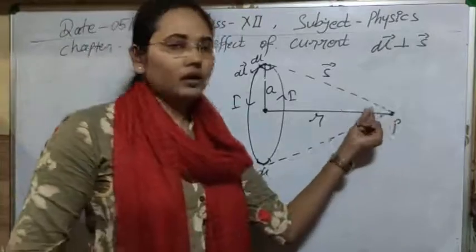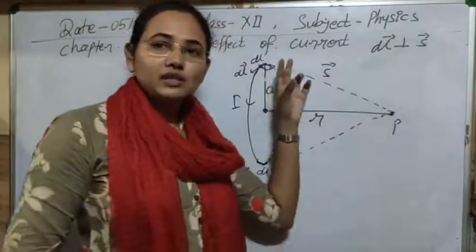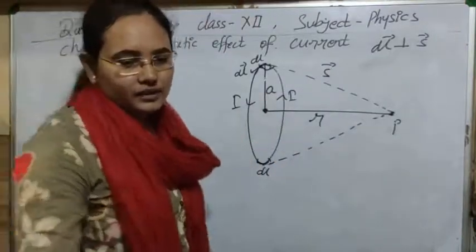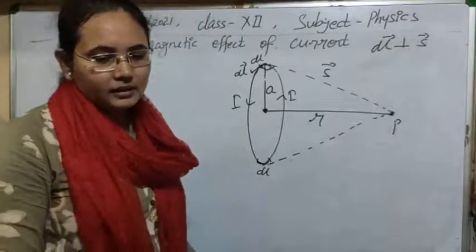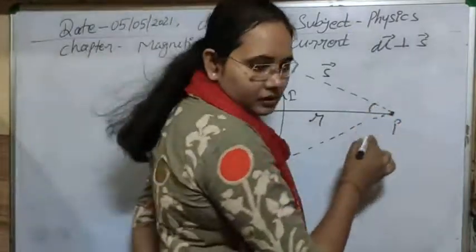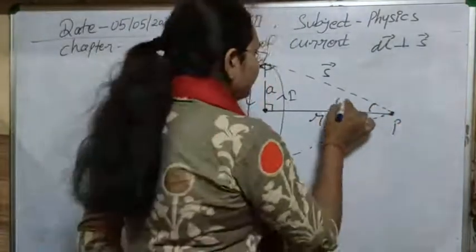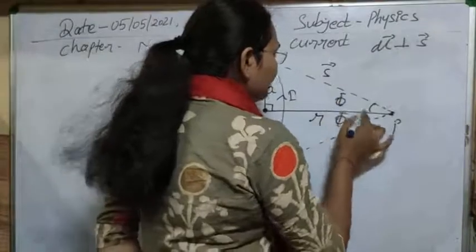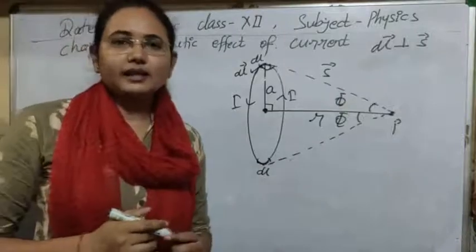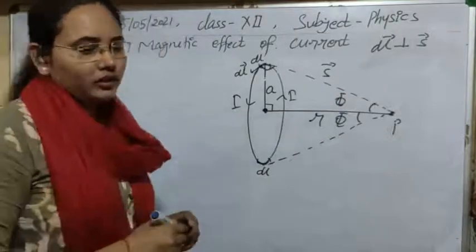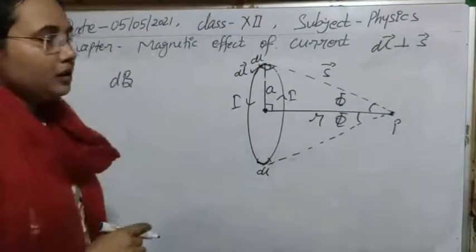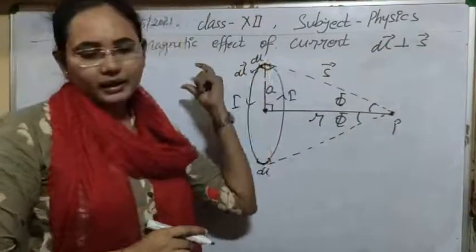Then let's see what the magnetic field will be due to this small current element. This is a very important derivation, so you have to understand it first. This is our 90 degrees, and this is the angle that I am going to take, phi. Now let's see what the direction of the magnetic field is. First of all, let's calculate the small magnetic field due to this small current element dl.